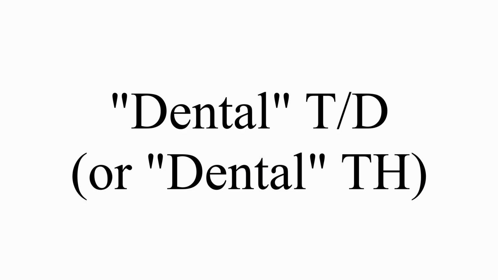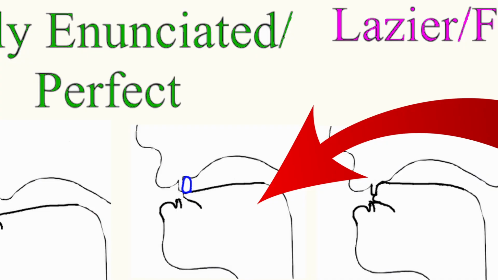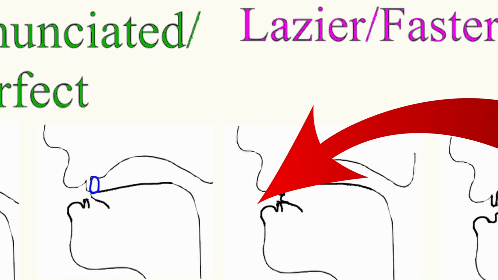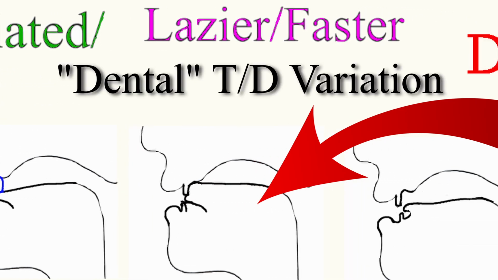Next in the range, I would still count it as part of the range, but it's technically a variation of that second placement I told you, the one that's really close to the teeth. And this is what I like to call the dental T or D. The reason I call it the dental T or D is because that's the easiest way to think about it and the easiest way to do it, but it doesn't actually have to be flat on the teeth.